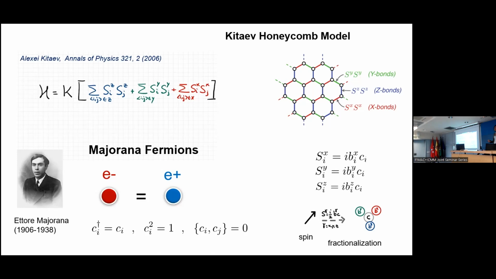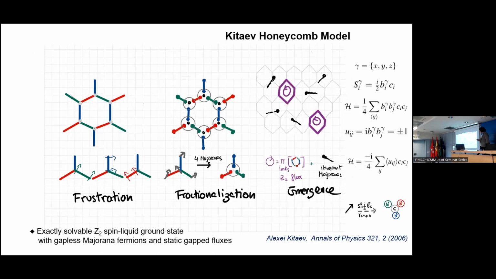So if you write every spin operator in terms of these four Majoranas, what happens? This is the process that we follow: we have a frustrated situation, we fractionalize, basically you break your elementary operator into these fractionalized operators.